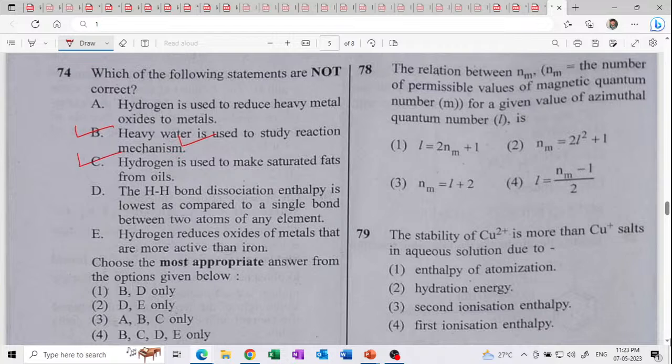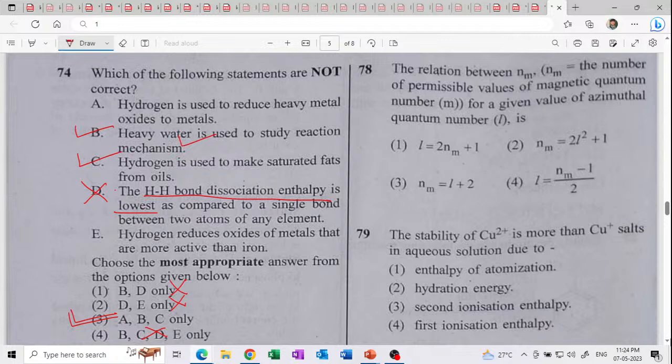Yes, B and C are correct. B and C are not in this one. The hydrogen bond dissociation enthalpy is lowest. No, this is wrong. So D is wrong. So the third option is correct. Get it?